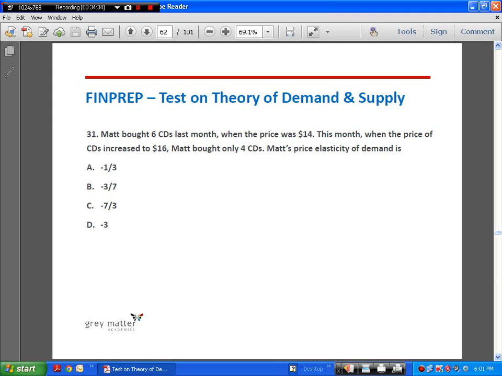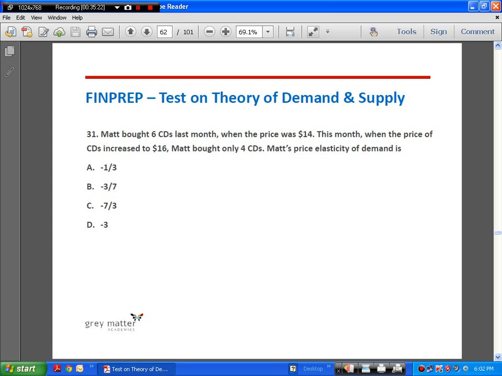So the formula for arc elasticity is Q1 minus Q2 divided by Q1 plus Q2, multiplied by P1 plus P2 divided by P1 minus P2. So here we notice there are two quantities and two prices that are involved. P1 is the original price or initial price, which is 14. P2 is the changed price, that is 16. Q1 is the initial quantity demanded, that is 6, and Q2 is the changed quantity demanded, so that is 4.